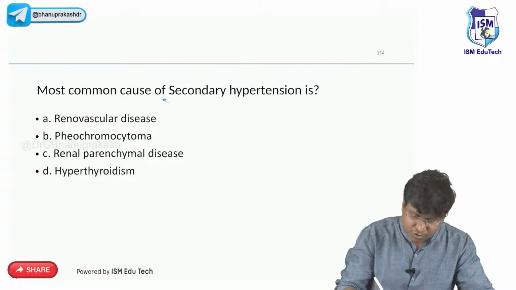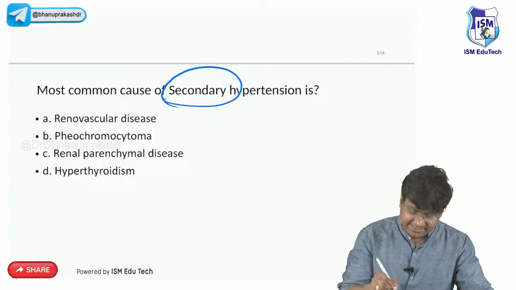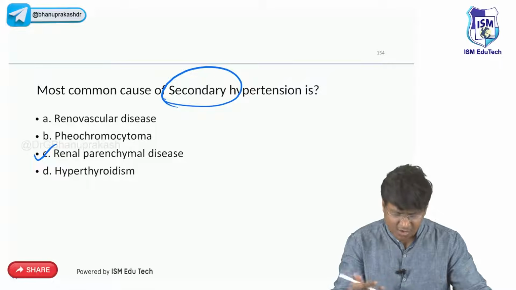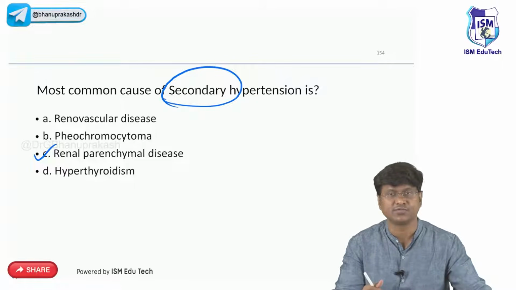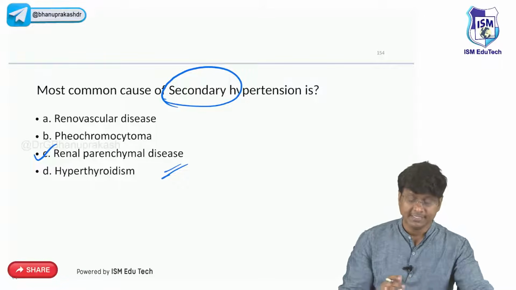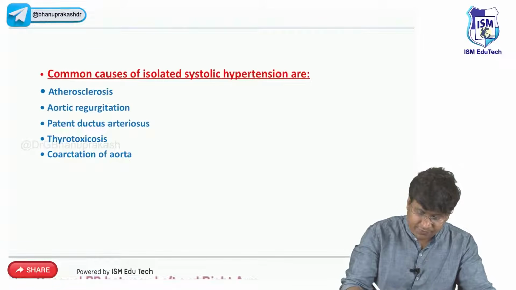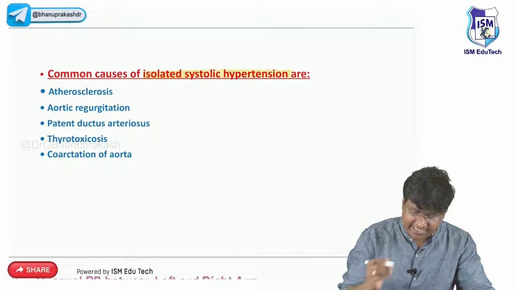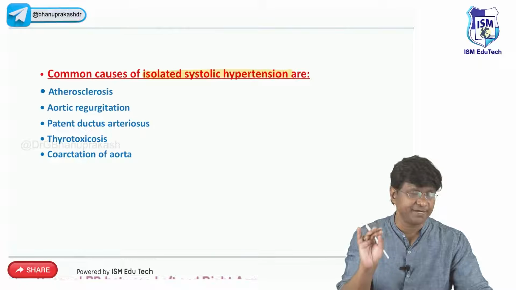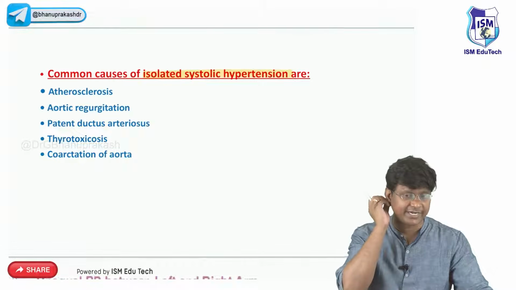Then what is the most common cause of secondary hypertension? That will be your renal parenchymal diseases like glomerulonephritis and all. All these are your secondary causes for hypertension, but the most common cause will be the renal parenchymal cause. Then you should know the common causes for isolated systolic hypertension. That includes atherosclerosis, aortic regurgitation, patent ductus arteriosus, thyrotoxicosis and coarctation of aorta.